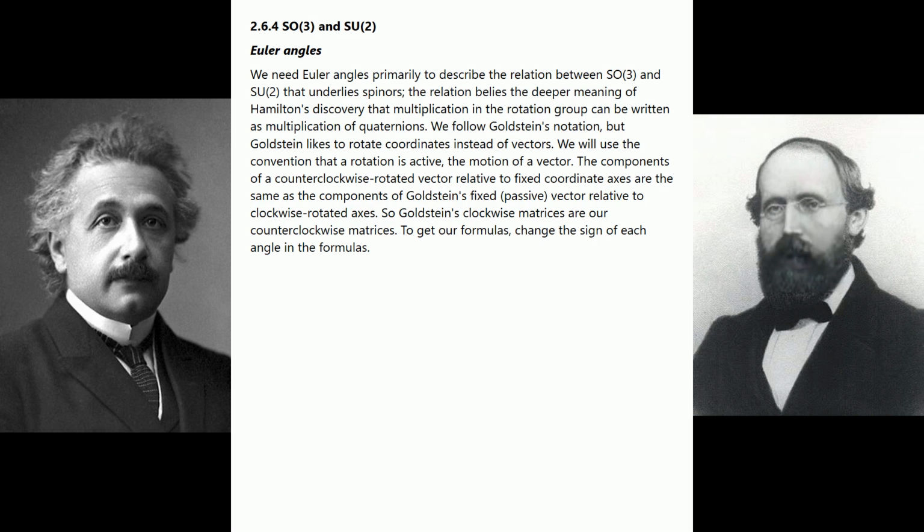2.6.4 SO(3) and SU(2). Euler angles. We need Euler angles primarily to describe the relation between SO(3) and SU(2) that underlies spinors. The relation belies the deeper meaning of Hamilton's discovery that multiplication in the rotation group can be written as multiplication of quaternions. We follow Goldstein's notation, but Goldstein likes to rotate coordinates instead of vectors.